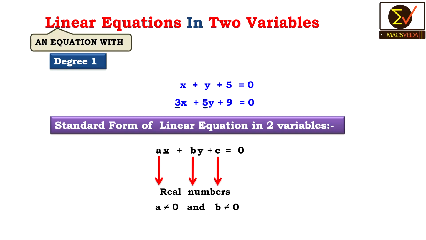You can try different examples. 2x plus 3y plus 7 is equal to 0. See here, a, b, c can be any real number. You can have positive or negative integers, positive or negative real numbers. You can have minus 2x plus 3y minus 6 is equal to 0. You can have 2 by 3 x plus 4 by 5 y plus 8 equal to 0. They are all examples for linear equations in two variables.